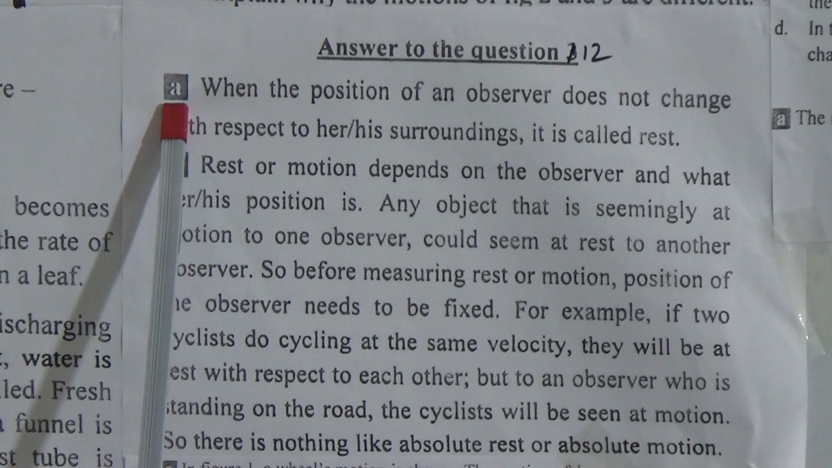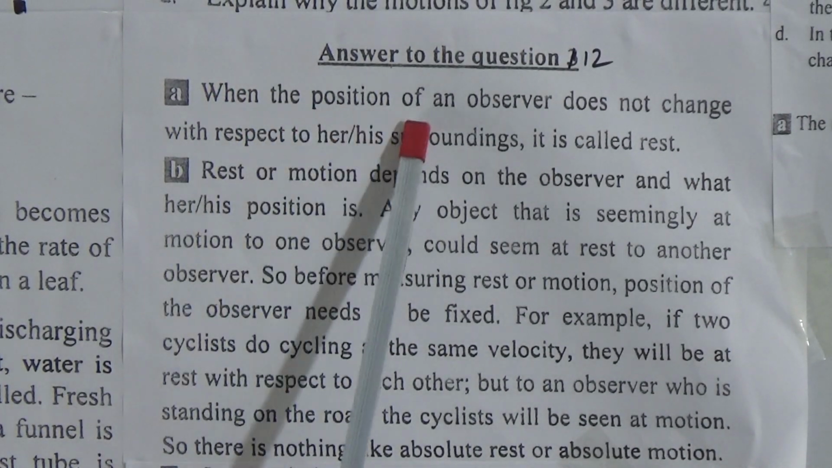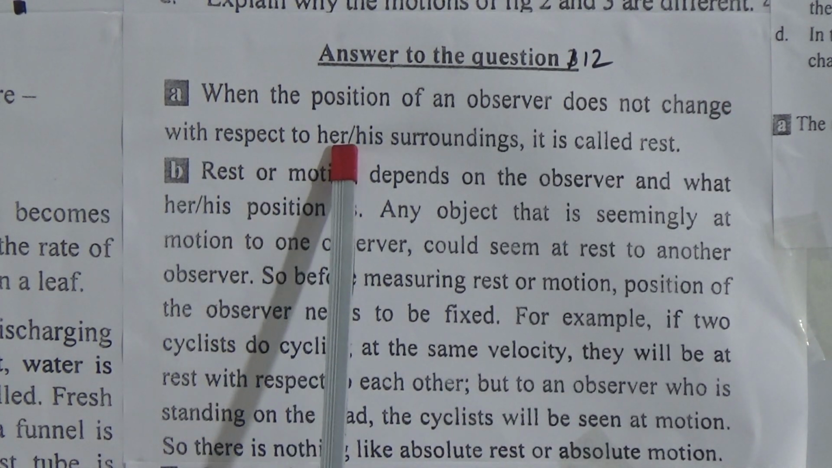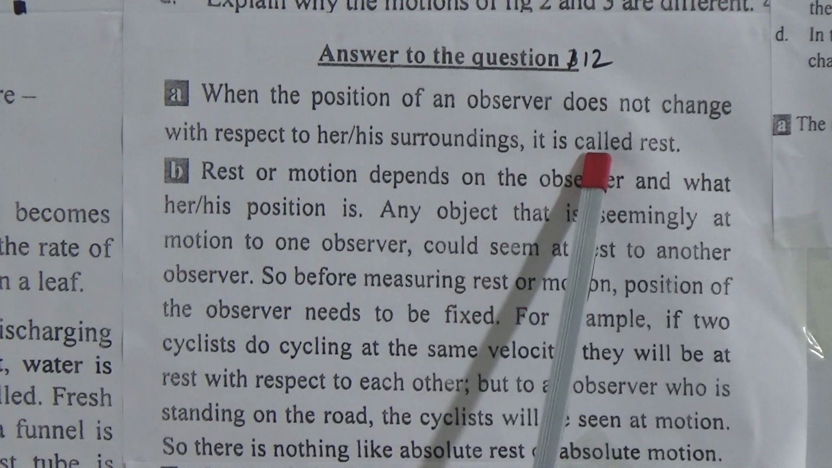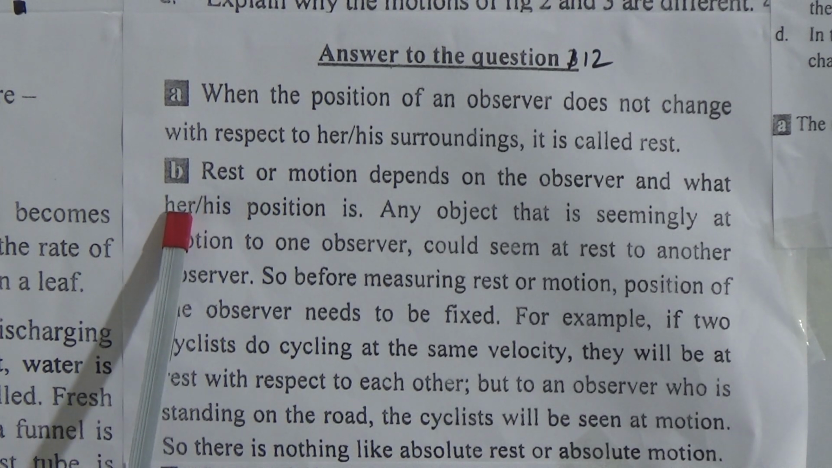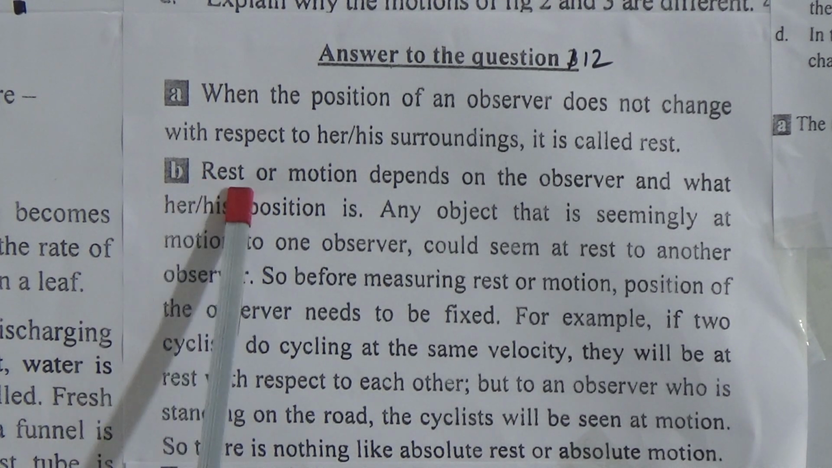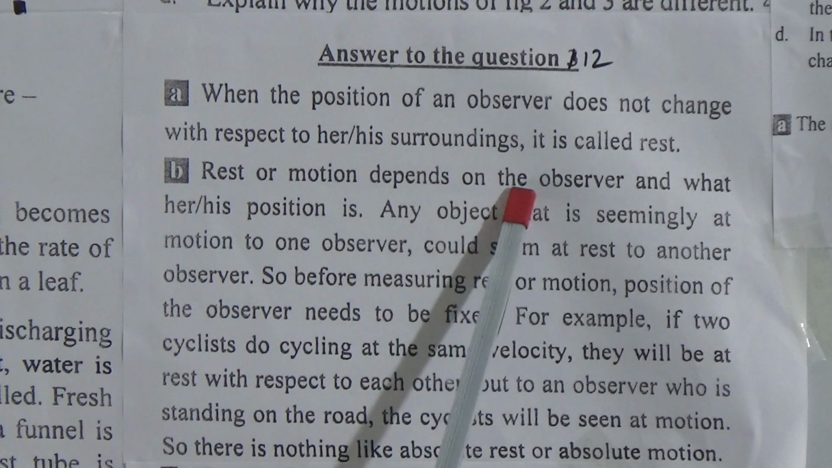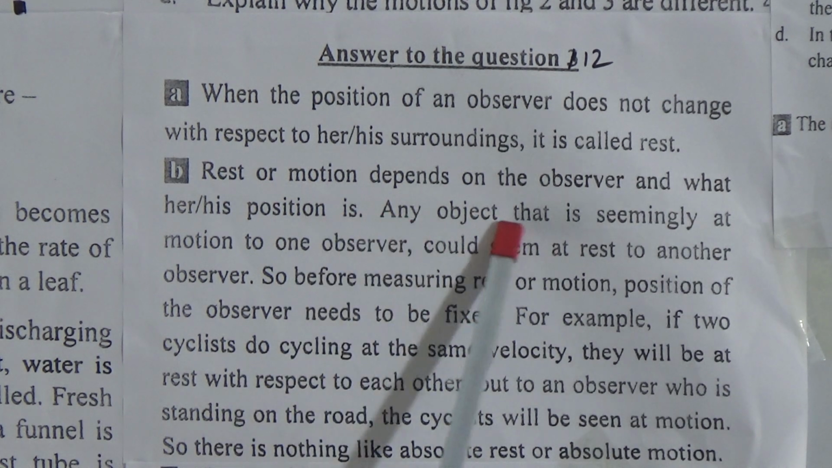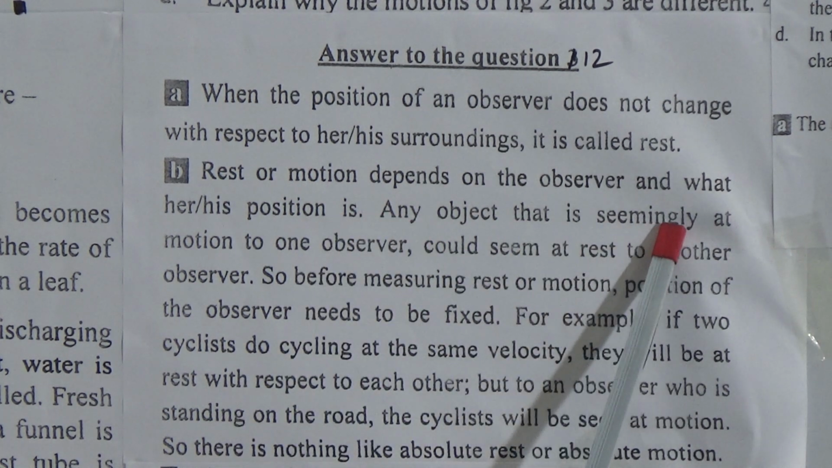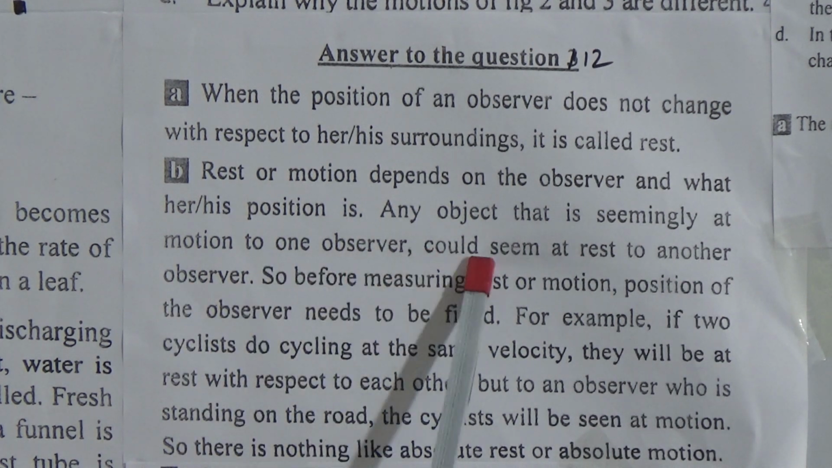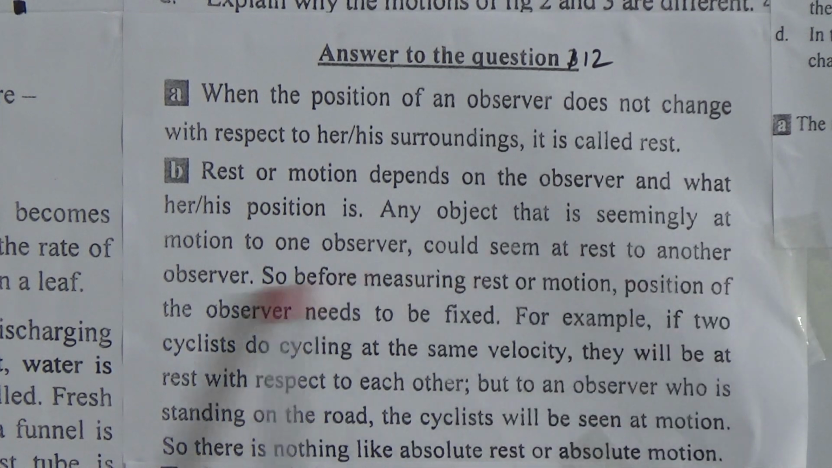Question A was what is rest? The answer is when the position of an observer does not change with respect to her or his surroundings, it is called rest. Question B was why motion and rest are relative terms. The answer of B is rest or motion depends on the observer and what her or his position is. Any object that is seemingly in motion to one observer could seem at rest to another observer.